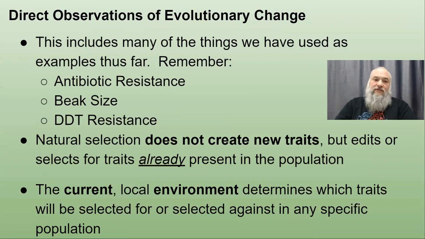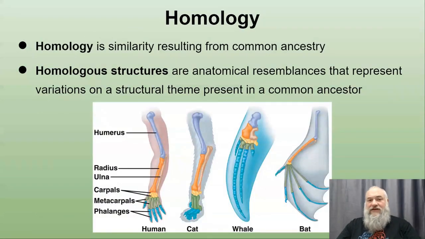Just a point to make: natural selection does not create new traits, but it can edit and select for traits already present in the population. So the traits have to be there, and then natural selection can select who lives and who reproduces or not. The current local environment determines which traits will be selected for or against. So it's up to that environment at that time which traits are selected for. We can see all that stuff in the day to day. We can see it actually happening in front of us.